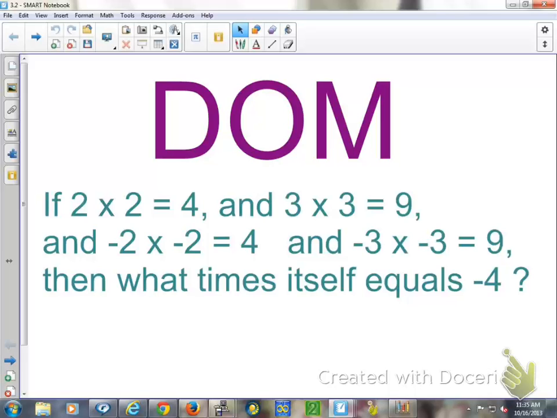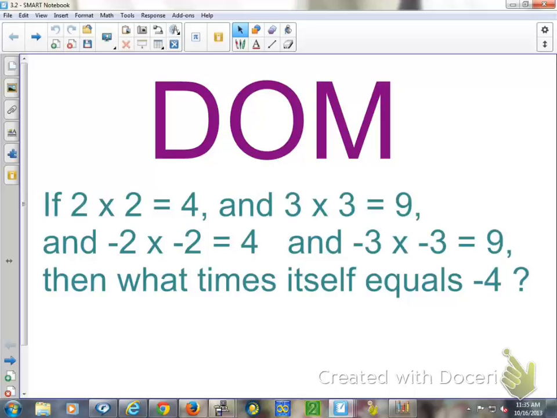We are looking at the definition of perfect squares. 2 times 2, well, that's just 2 squared, is 4. Negative 2 times negative 2, that's just negative 2 squared, is also 4. That's why when you take the square root of a number, you have to look at the plus and the minus, because the square root of 4 could have been 2 or negative 2. Same thing with 9. It could be 3 or it could be negative 3.